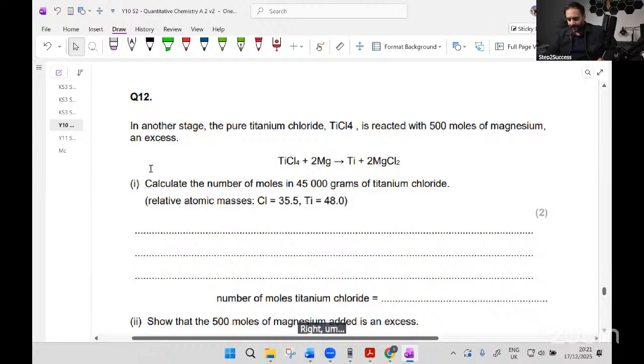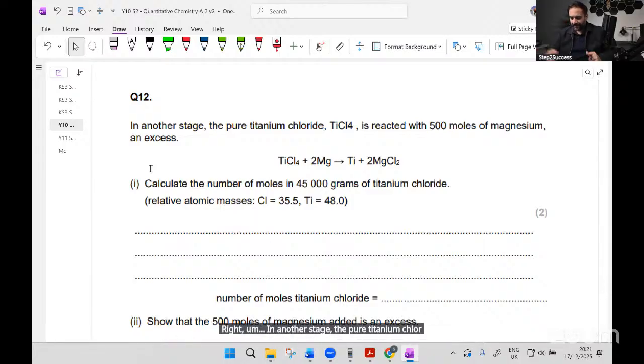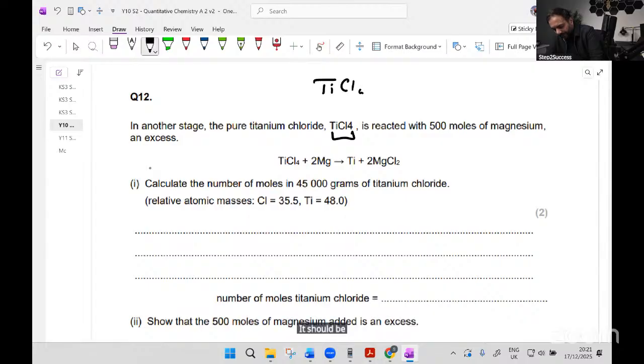In another stage, the pure titanium chloride, TiCl4, it's not written very well. It should be TiCl4, like that, is reacted with 500 moles of magnesium in excess. Calculate firstly the number of moles in 45,000 grams of titanium chloride.